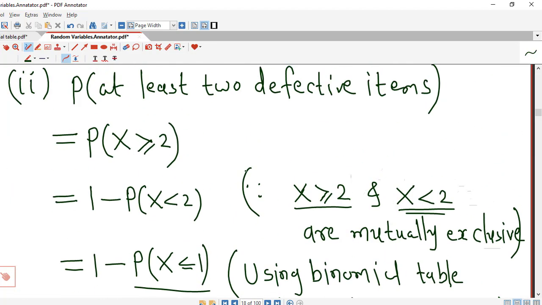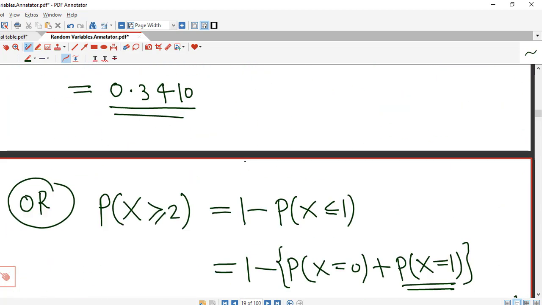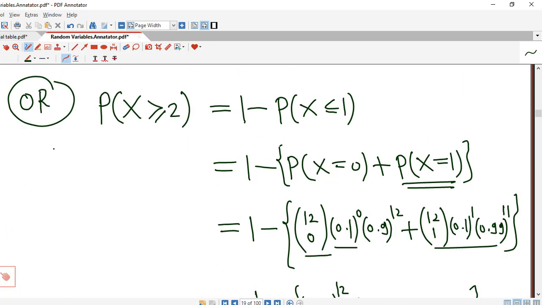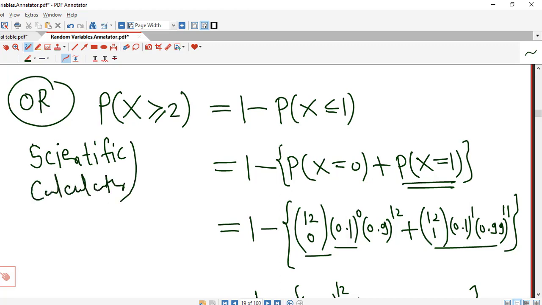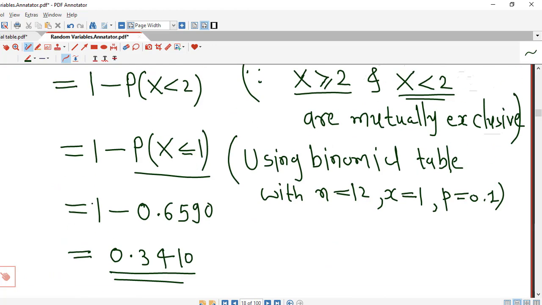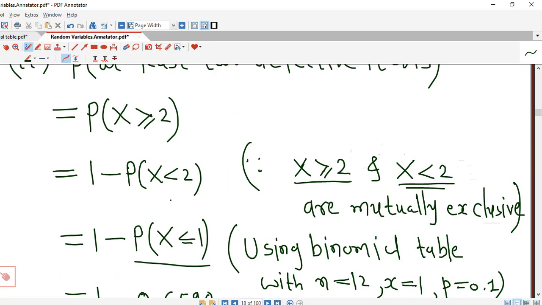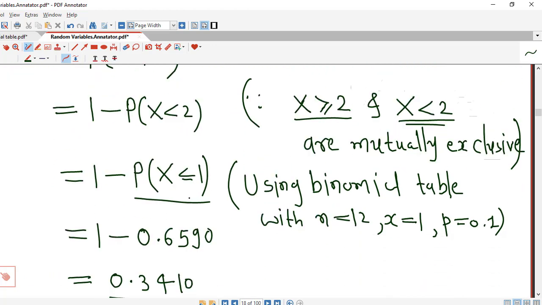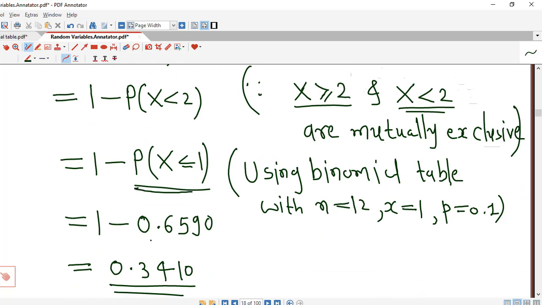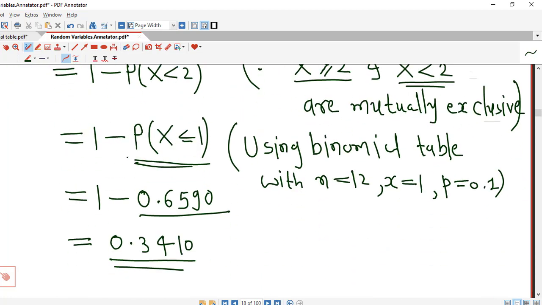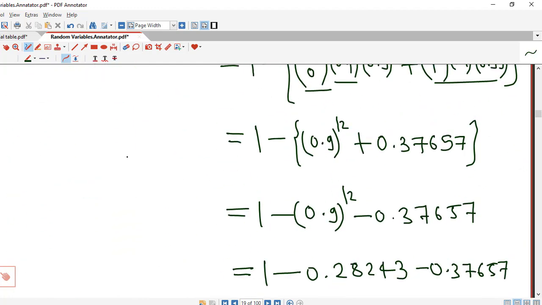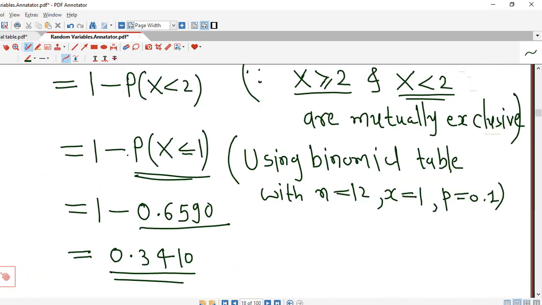Okay, so either you can use the binomial table or you can use a scientific calculator. I have done this using a scientific calculator, or we require a simple calculator here. But if we have a binomial probability table, it will save our time. Using the binomial table I can directly write this, and within a small number of steps I am able to do this. Now we move towards the third part.